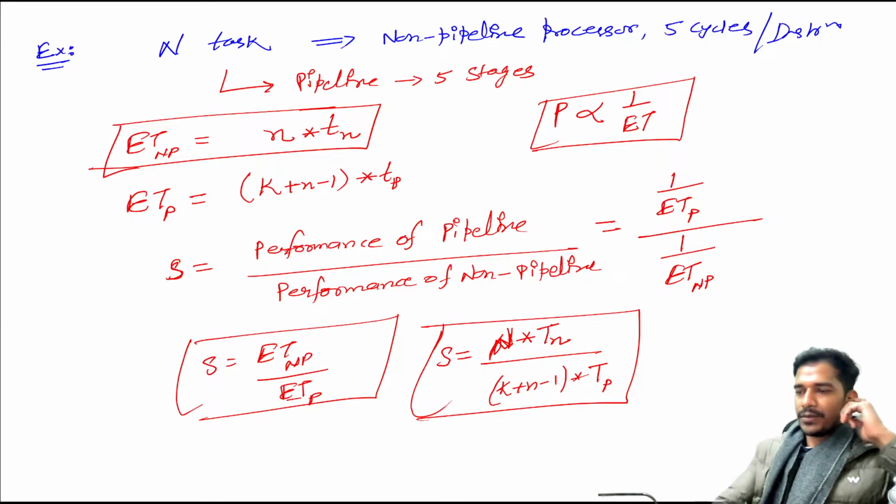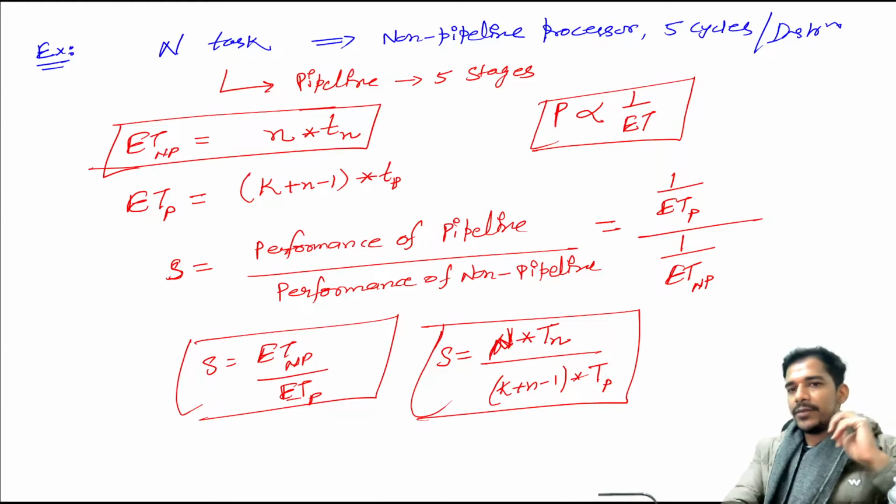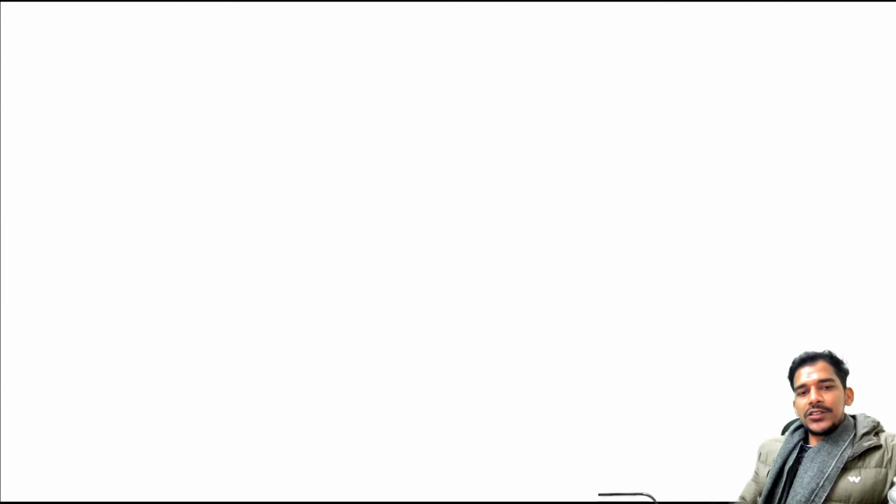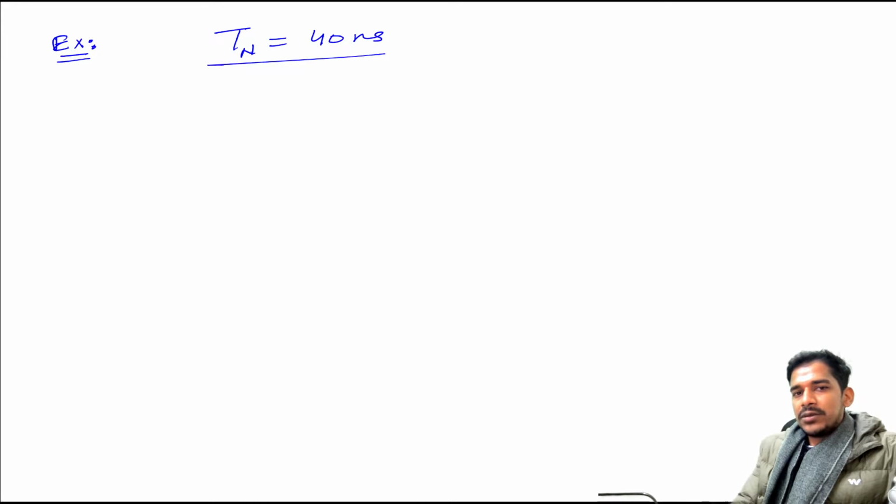So this will be your speedup, that is n into Tn divided by k plus n minus 1 into Tp, right? And in the ideal condition, I'm saying that the pipeline is perfectly balanced. For example, let us say in the non-pipelining system, it takes 40 nanoseconds to execute one task. Okay, in the non-pipelining system it takes 40 nanoseconds to complete the task.